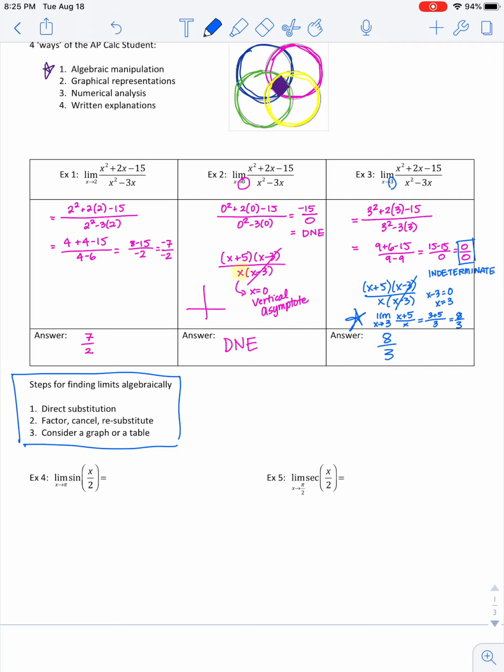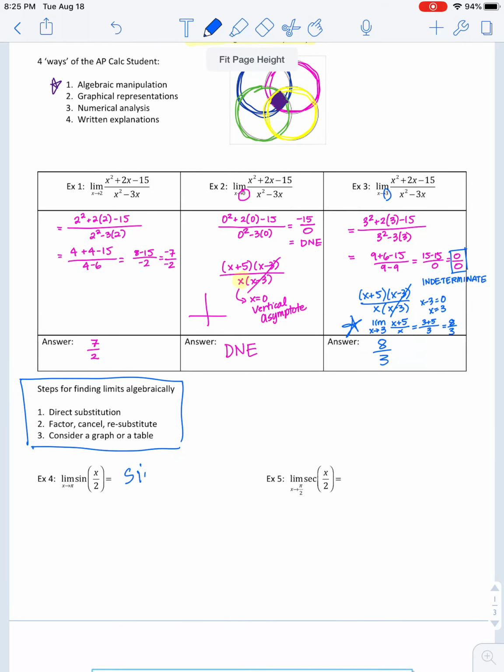All right, last couple examples here. We've got the limit as x approaches pi of sine of pi over 2. So we're going to try direct substitution, and we're going to try to remember what the unit circle says sine of pi halves is. Okay, I urge you to look at a picture of the unit circle and not type this into your calculator to get that answer of 1.